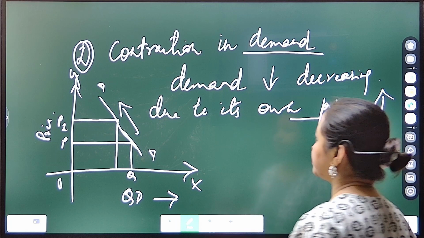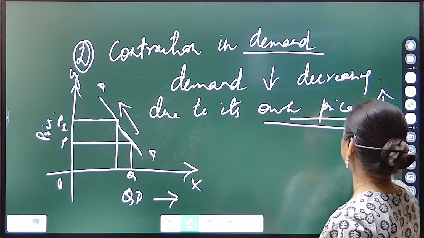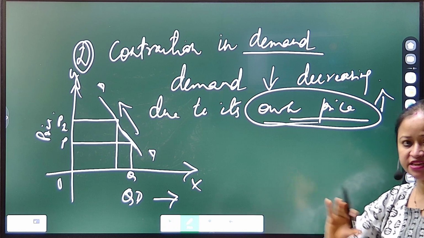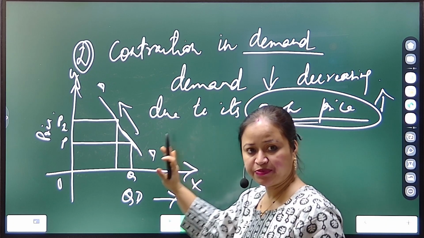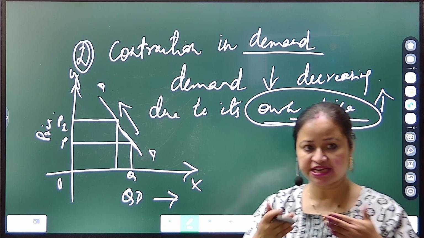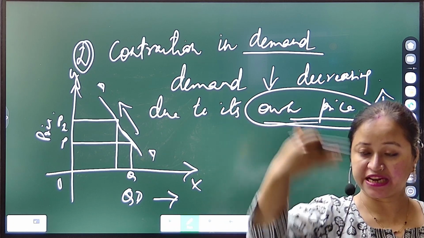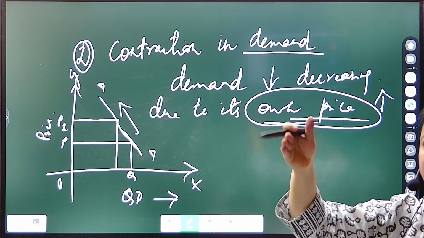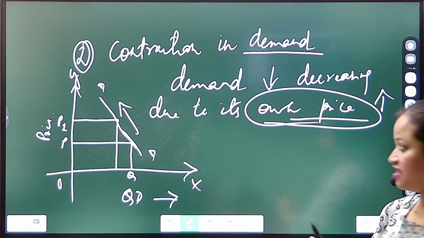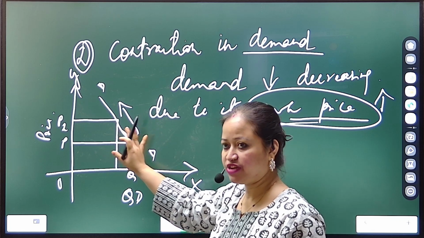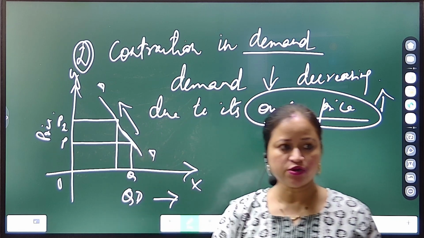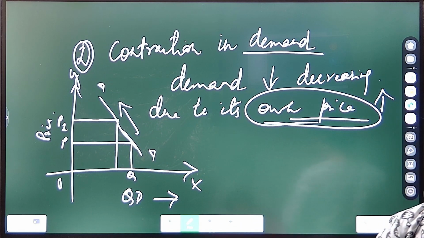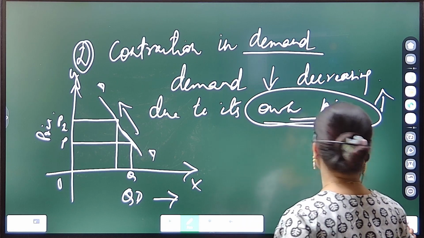So contraction and extension in demand, that is related to its own price. If it will increase your own price, then demand will decrease. So that is the case of your contraction in demand. Fine? And whenever we are talking about extension in demand, demand will increase. Why? Because price will decrease. Now, demand curve now you have come to know. In one case it will go downwards, and in one case it will go upwards. Clear? Okay. Now we'll move on to next one.